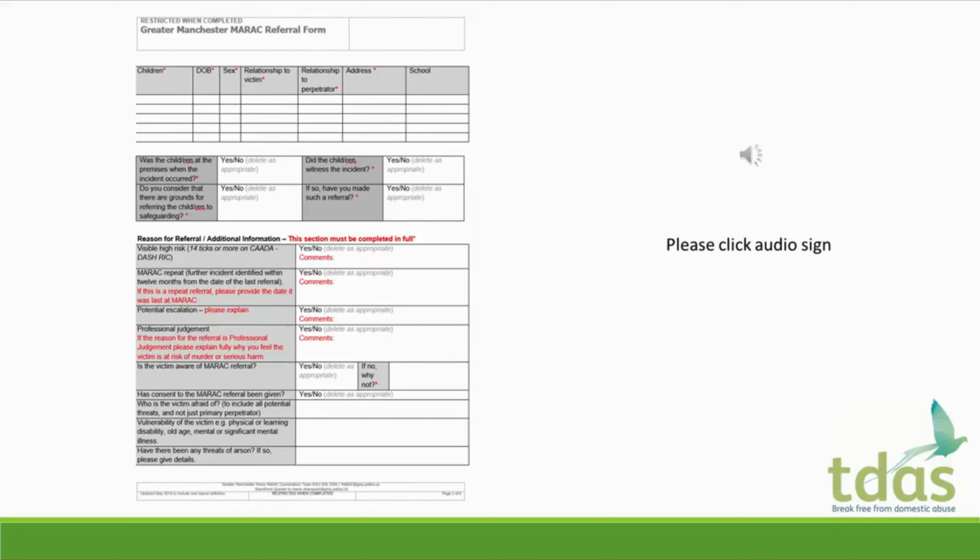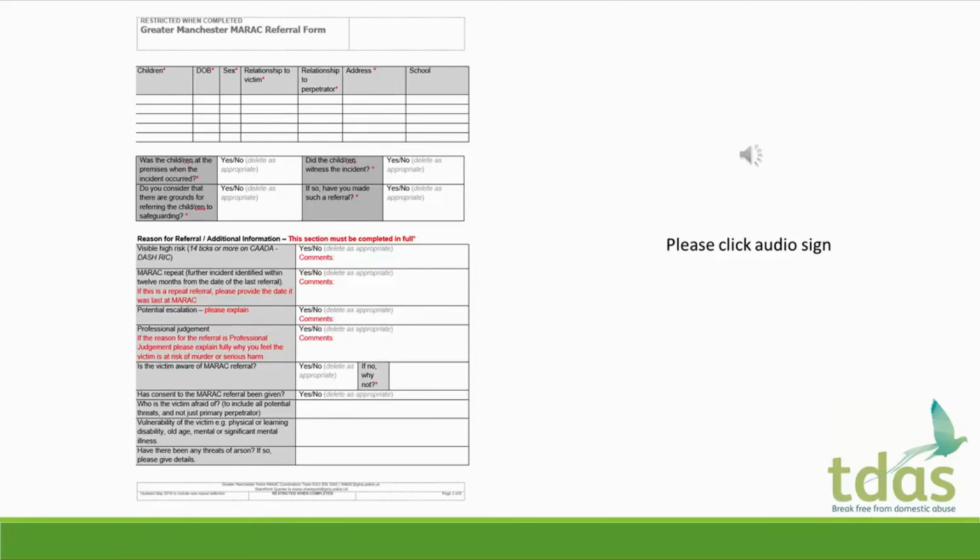This could be a number of factors, for example, concerns a victim is unable to disclose the full extent of abuse due to fear, minimisation, extreme or sadistic acts of violence or control, a perpetrator's previous criminal history, credible threats to kill, for example holding a gun to a victim. These are just some examples, but please ensure you document your reasons for concern if you're referring under professional judgment.